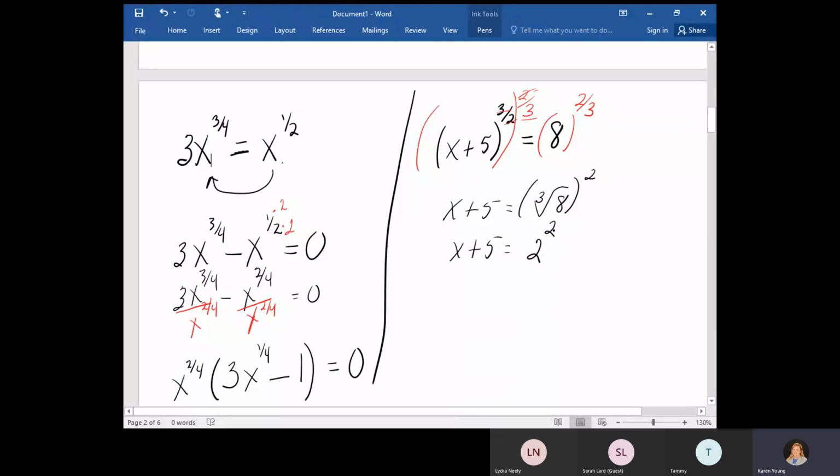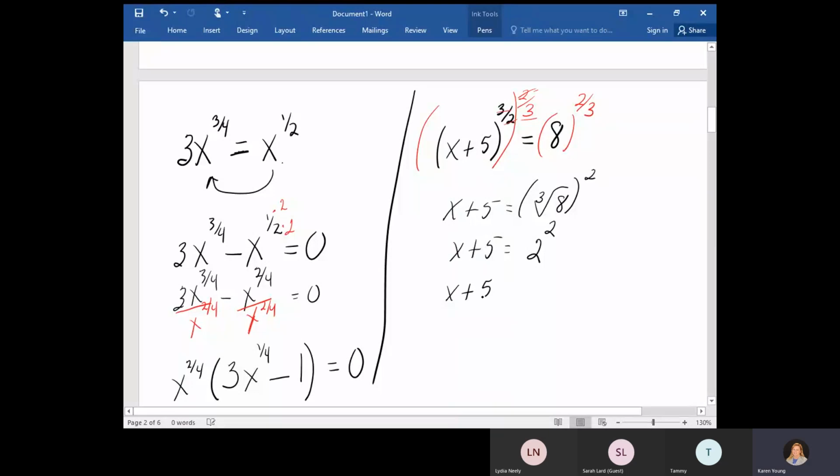Now, when we did the square root property, we had to do the plus or minus. I'm doing a cube root, so it doesn't matter. As a cube root, I can take the cube root of a negative number and I can take the cube root of a positive number. So I don't have to do a plus or minus here.